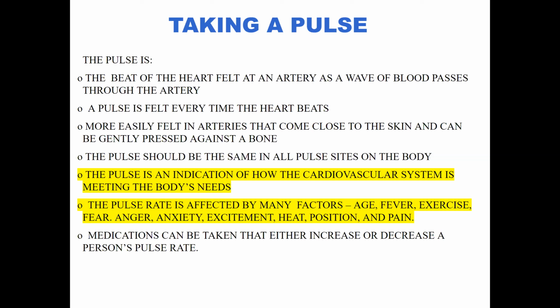The pulse should be the same in all pulse sites on the body. So if I take a carotid pulse, meaning I'm placing my two fingers in the indention of the neck and I feel the pulse there, I should be able to come down to the radial artery and feel the same pulse. I should be able to also go down to the brachial artery in the part of the arm closest to the body, where your bicep is. I should be able to feel the brachial pulse there, and I should be able to go down to the inner thigh and feel the femoral pulse, and it should all feel the same.